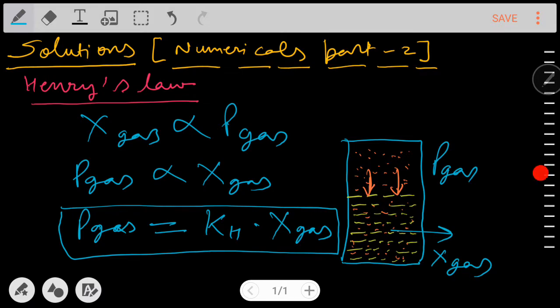Mole fraction of the gas has no unit, as it is the ratio of number of moles. It means P gas and KH must be in the same unit. If P gas is in bar, KH should also be in bar. If P gas is in atm, KH must also be in atm. Means both should be in the same unit. So this thing you have to keep in mind while solving the numerical. Now let us see some examples of the numericals related with this equation.